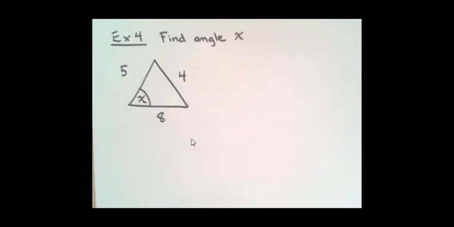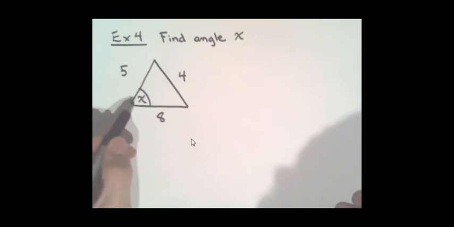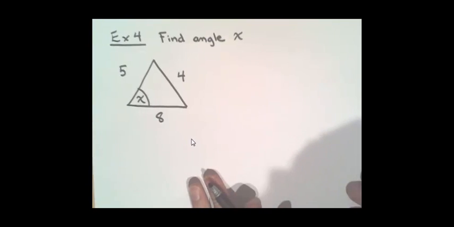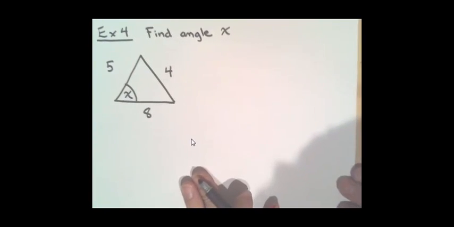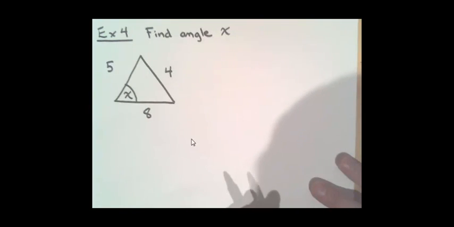Okay, example 4 is definitely different. Now we have this triangle where we know all three sides and we want to find angle x. And the only law that ever allows you to do that is the cosine law. So let's write the cosine law out, a bit differently.